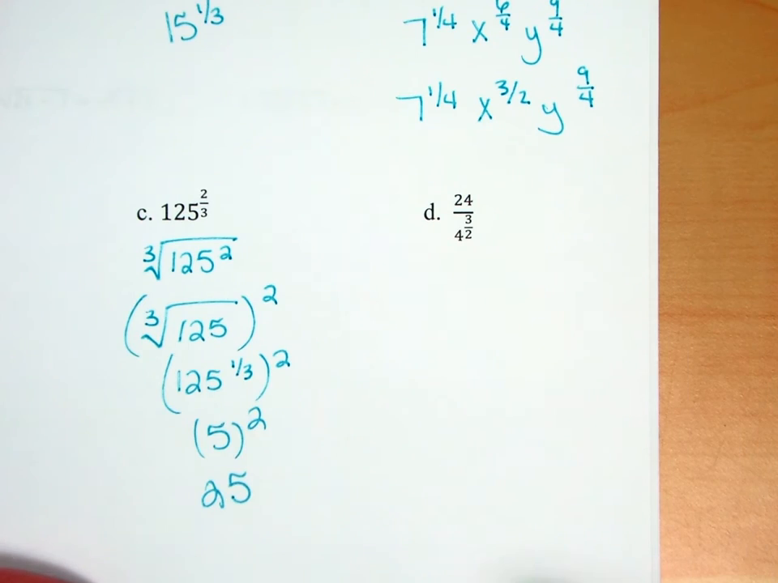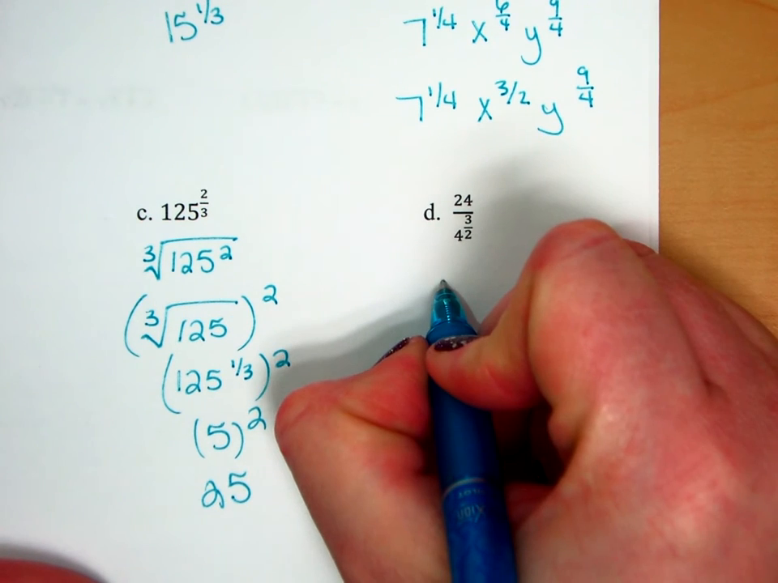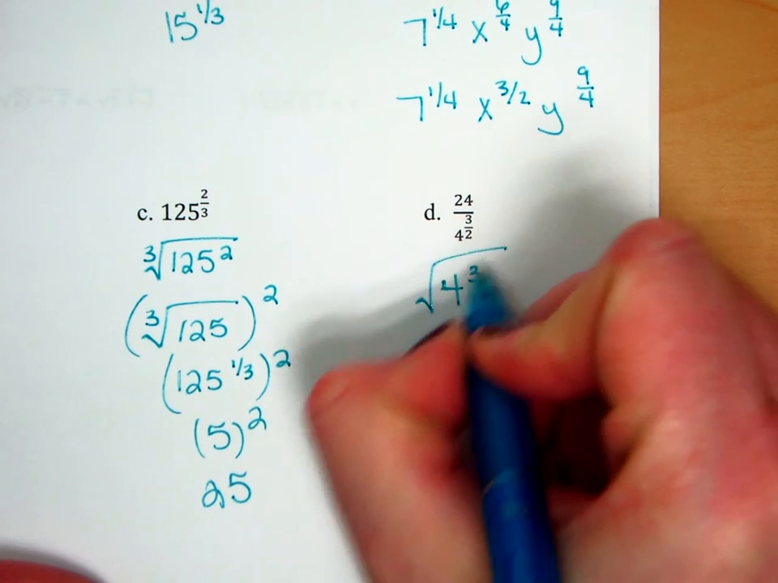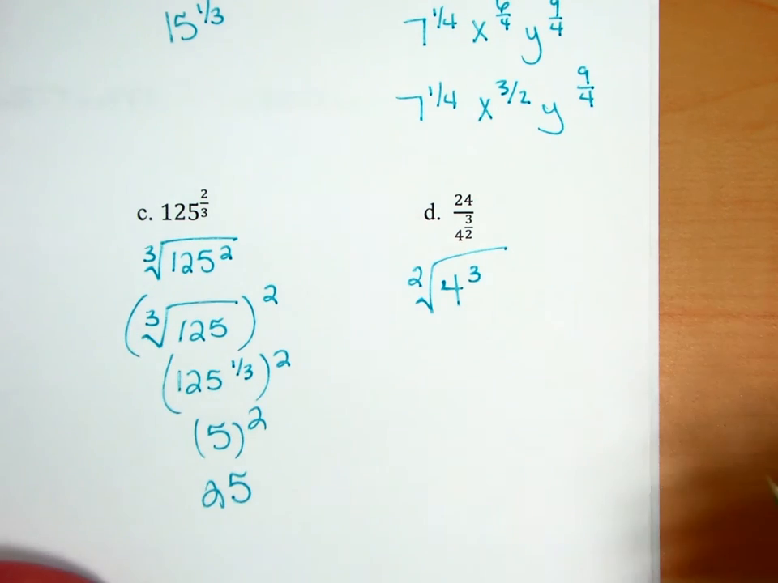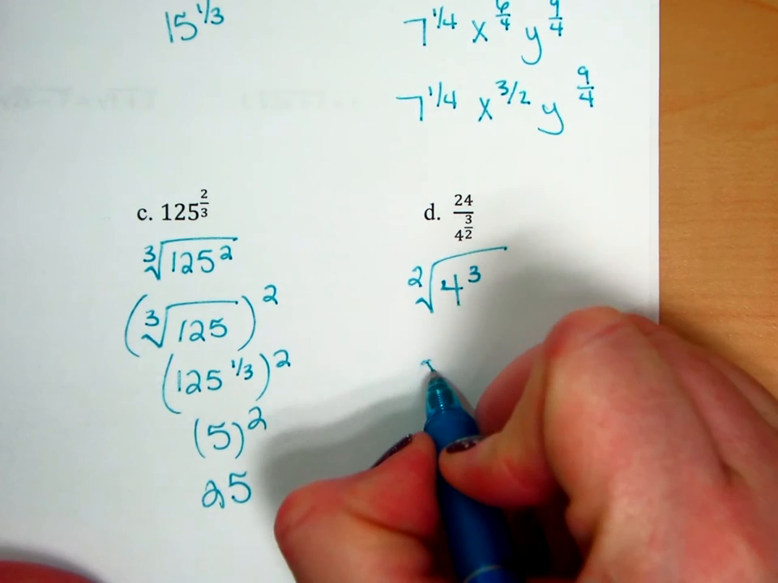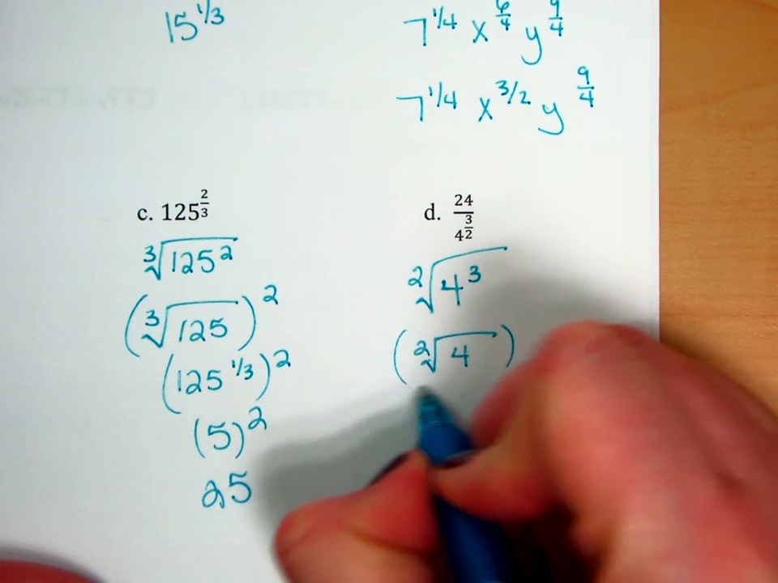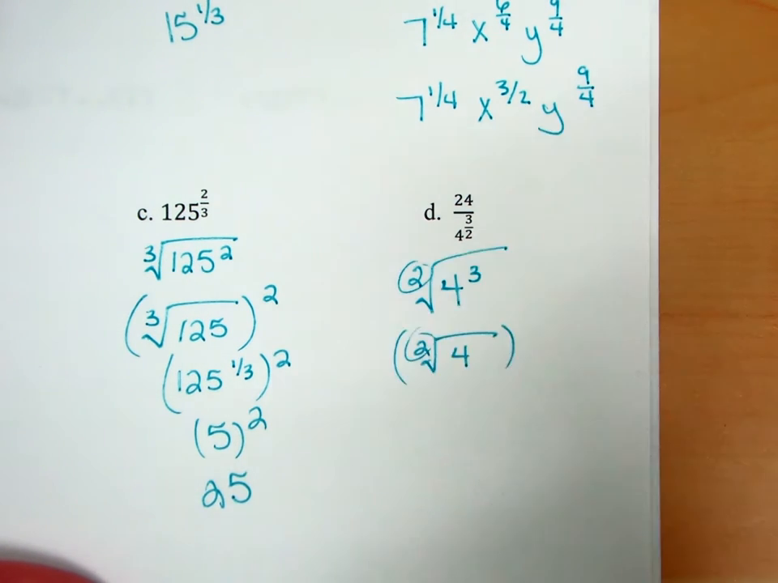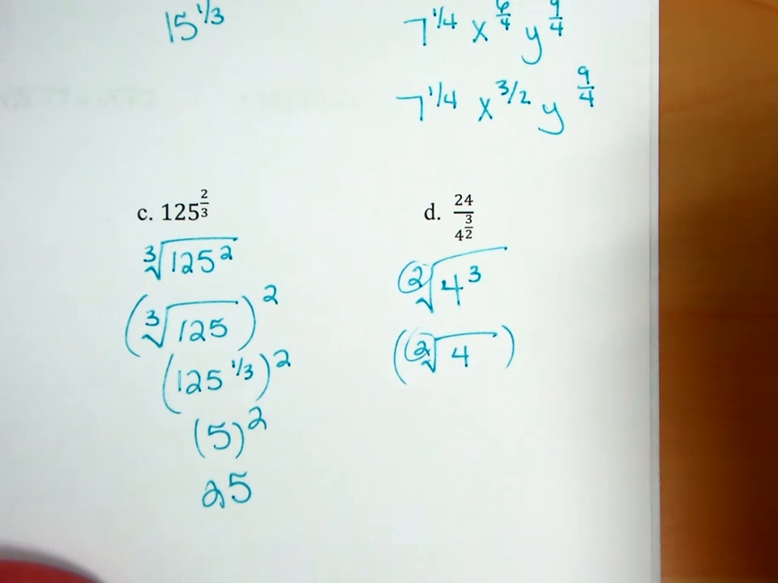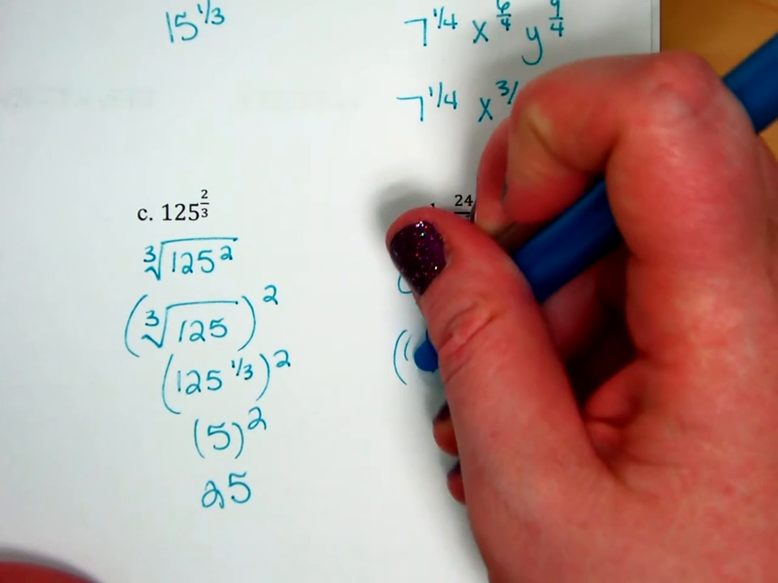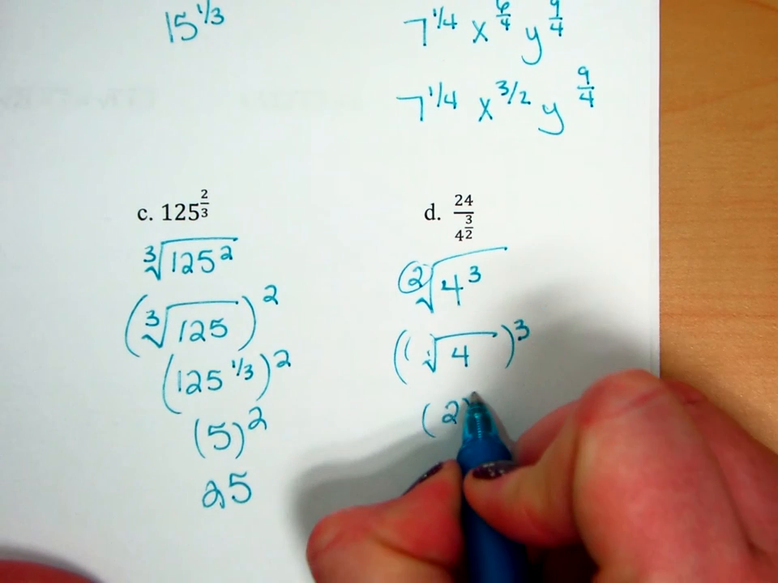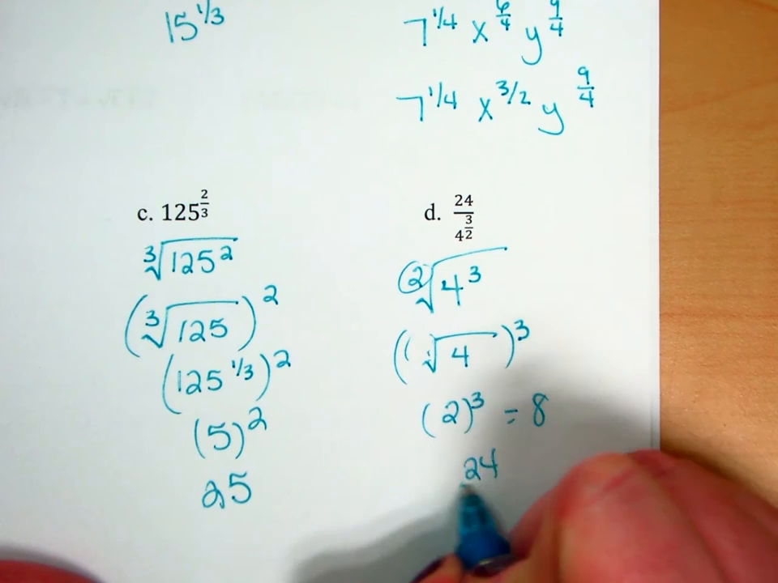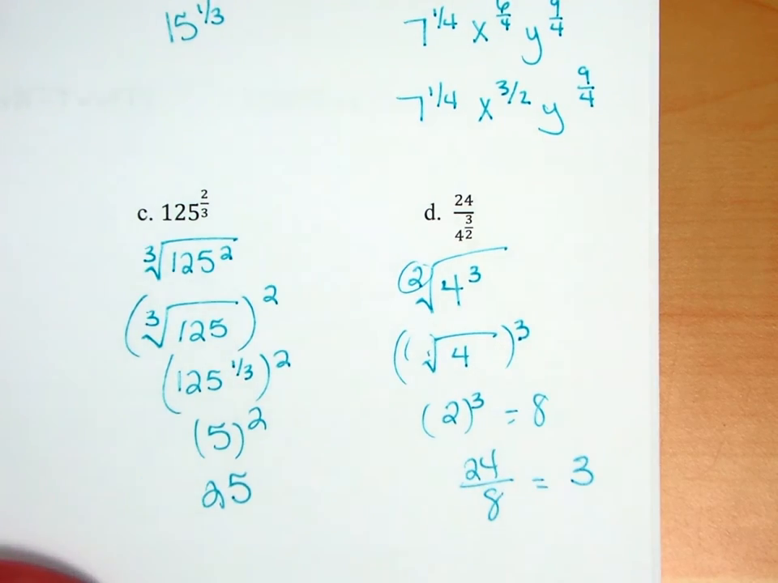Last but not least, on this one here, I'm going to simplify the bottom. So this is 4 cubed squared. So if you wanted to, I would do the square root of 4. This index isn't normally written, but I'm showing that so you understand. The index of 2 is not written, so technically it is not there. It's just the square root cubed. So 2 cubed equals 8. So 24 divided by 8 equals 3. So your answer is 3.